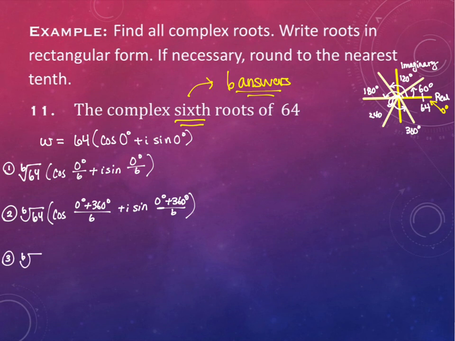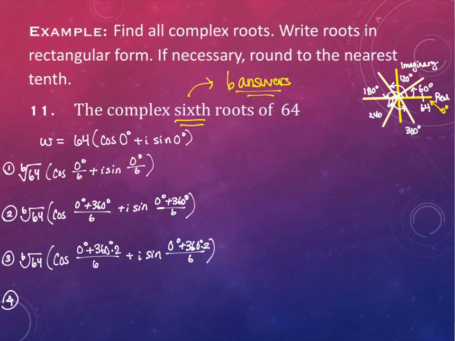Number 3 is the sixth root of 64. What will the angle look like in its sort of messy form for this one? Do you know? That would just be times 2. All we do is put times 2 on the 360 at the end. All right, let's do our fourth one. Sixth root of 64, cosine. How will it change? It's just going to be times 3 at the end, right?